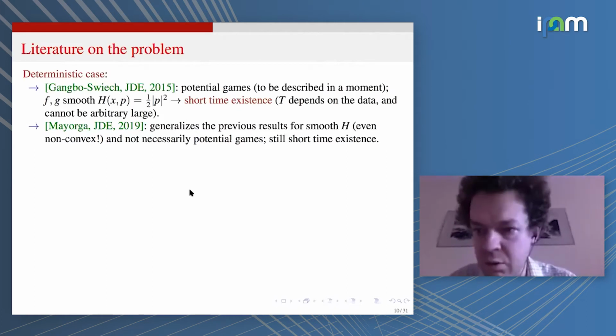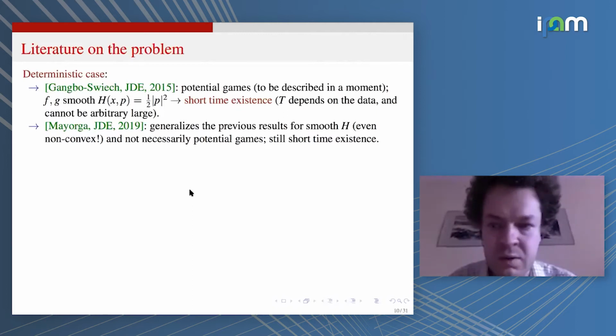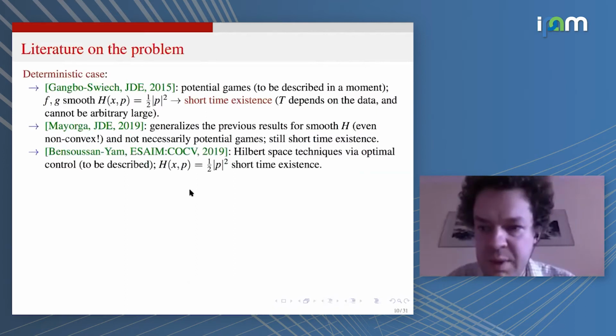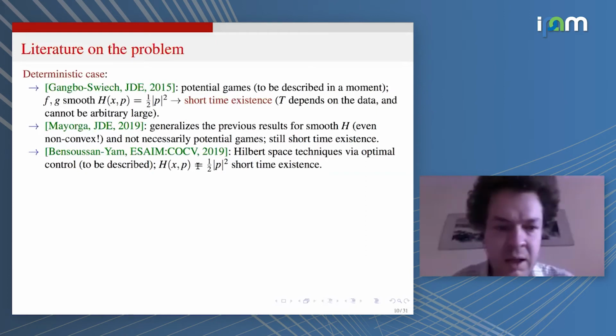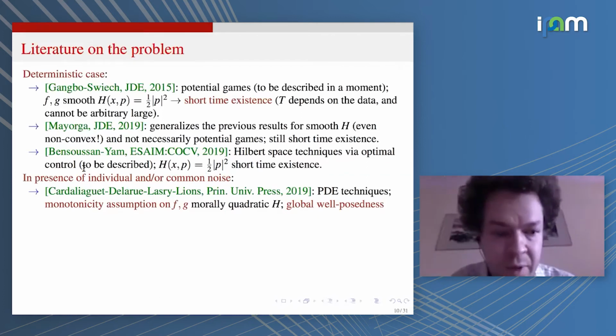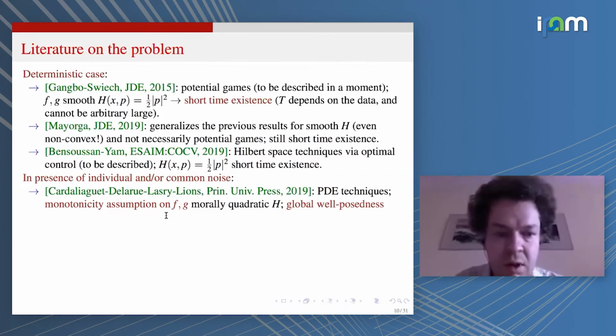This is also a short-time result, as we could expect, because you have a lot of degeneracy. For instance, the Hamiltonian is not convex in the momentum variable. Using Hilbert space techniques that I will also describe, there was more or less a parallel work a couple of years later by Bensoussan and Yam, who also obtained short-time existence using Hilbertian techniques for this quadratic Hamiltonian.